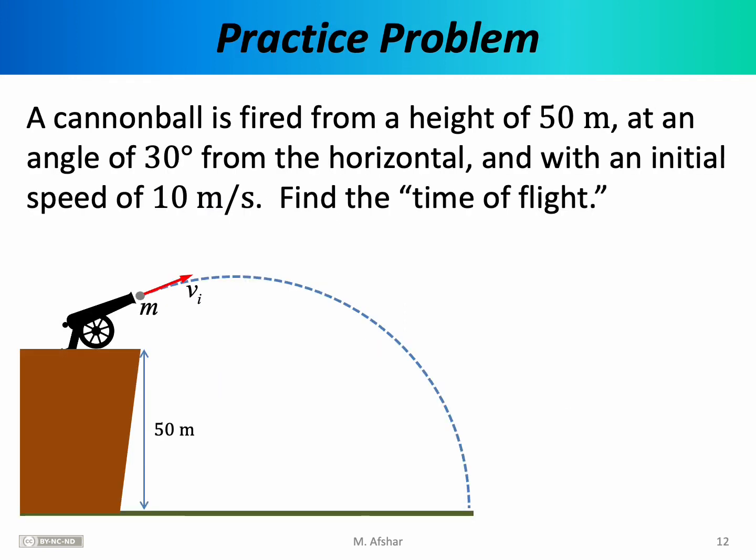Here's a more challenging example of projectile motion. A cannonball is fired from a height of 50 meters at an angle of 30 degrees from the horizontal and with an initial speed of 10 meters per second. Find the time of flight.